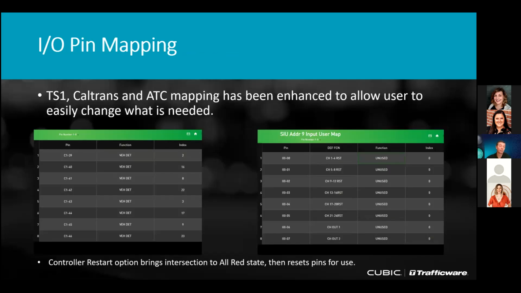Some new changes with 85.3 as well are some IO pin mapping screens. We've actually labeled the pins with the numbers to relate to the Caltrans or the ATC or the ABC connectors. All of this work's been enhanced and should make it a lot easier to change as you need.